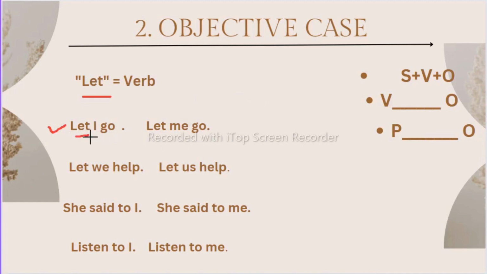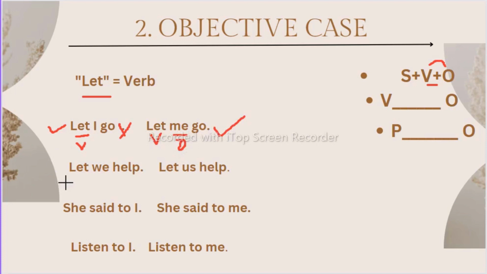Because this is the verb, and after verbs objects will follow in the structure of the sentence. So this is wrong to say "let I go". The correct one is "let me go". We have to use objects after verbs.